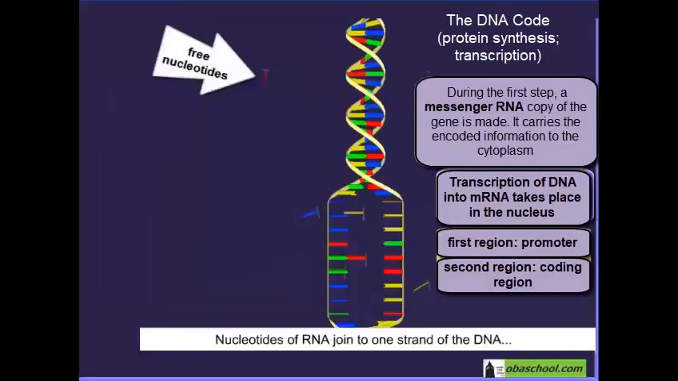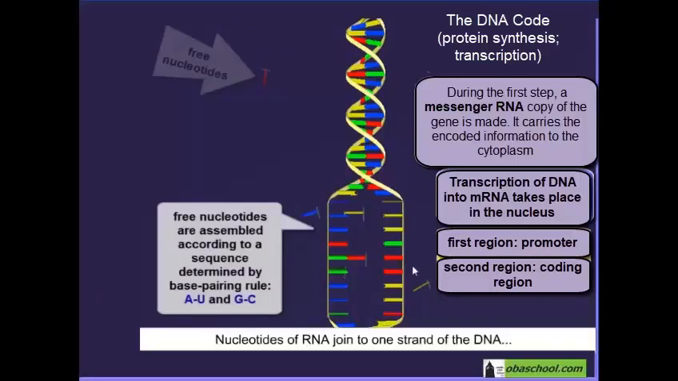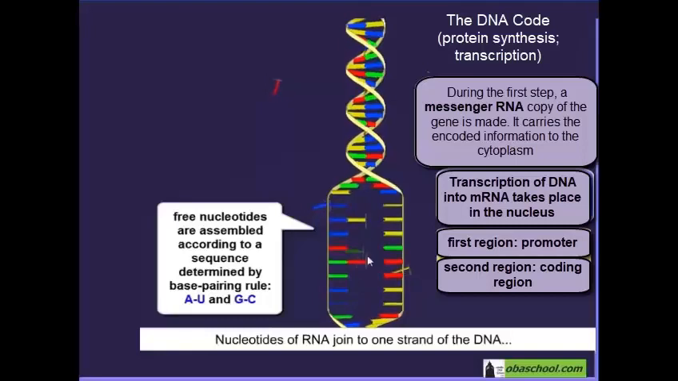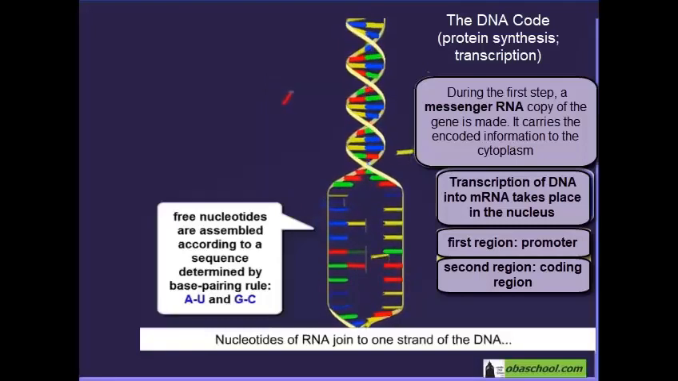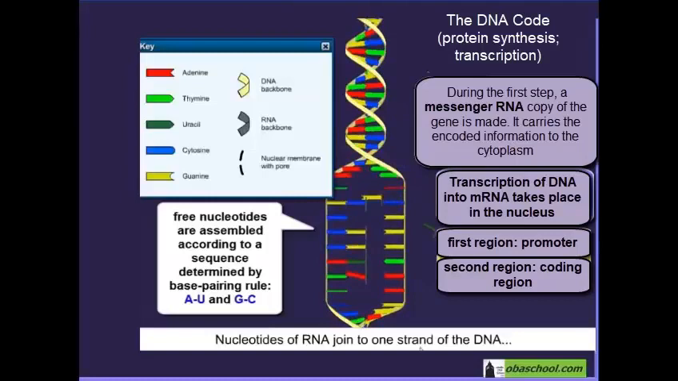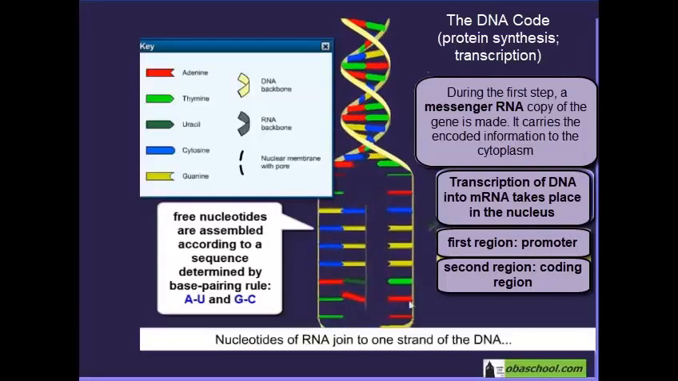So free nucleotides are going to assemble complementary to the antisense strand in the DNA in the coding region, and the base pairing rule as we know it: A is complementary to U. Remember, we have uracil and not thymine in RNA, and G is complementary to C. So in DNA, we have A complementary to T and C complementary to G. In RNA, A is complementary to U and C is complementary to G.